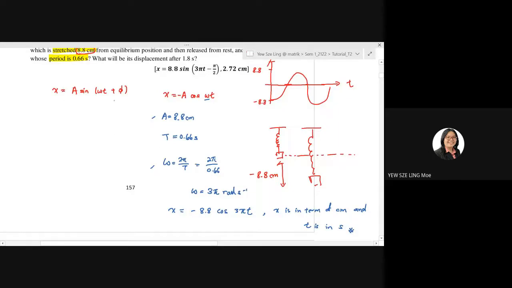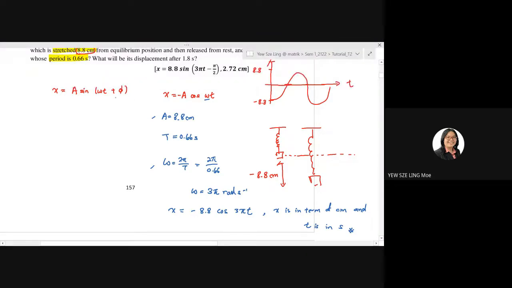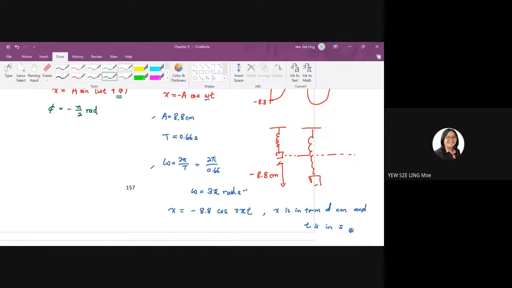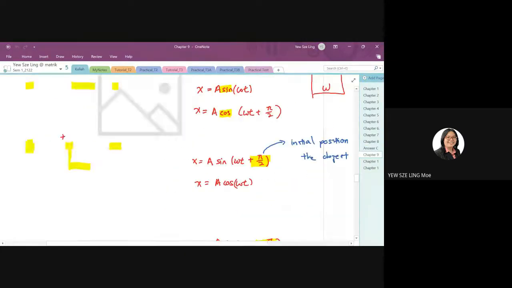Now, what if you want to use a sine function? If you want to use the sine function, then you have an initial phase angle. According to the diagram given, your object starts from negative maximum displacement, which means your initial phase angle is equal to negative pi over 2 radian. If you forgot how to determine the initial phase angle, then go back to your lecture notes, lecture notes chapter 9.